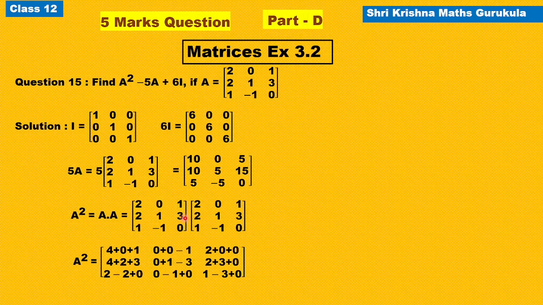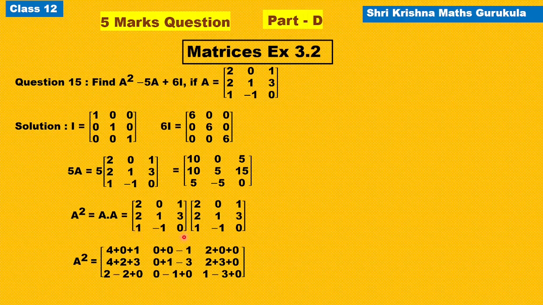Now I will be considering second row, second column. 2 into 0 is 0, 1 into 1 is plus 1, 3 into minus 1 is minus 3. So it is 0 plus 1 minus 3. Now second row, third column. 2 into 1 is 2. 1 into 3 is 3. 3 into 0 is 0. 2 plus 3 plus 0.